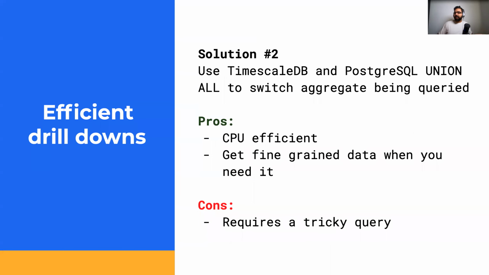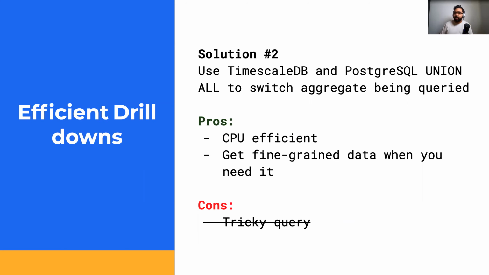Okay, so let's get into the solution that we're going to be talking about, which is to use Timescale and Postgres to switch the aggregate being queried by using Postgres' UNION ALL function. As I mentioned, this is more CPU efficient, and you can get the fine-grained data only when you need it. When you want to look at things at higher granularity, or from a more zoomed out perspective, you will then query less fine-grained aggregates. Once again, the query can be kind of tricky at first, but I'm going to take you through it and show you exactly how to do it right now.